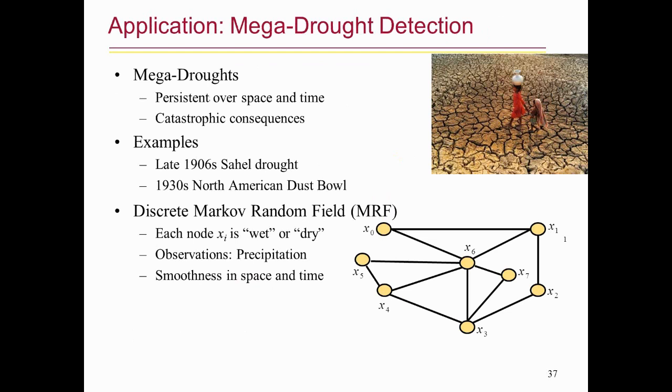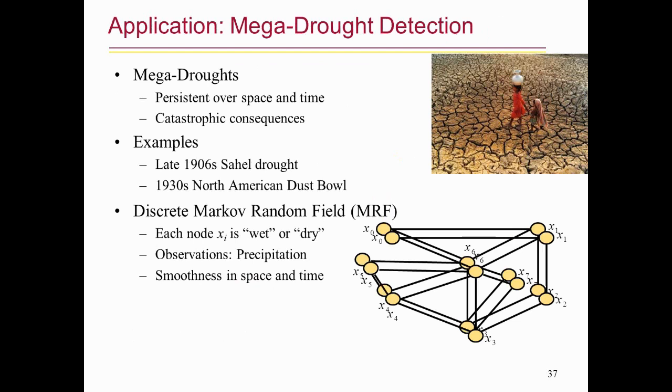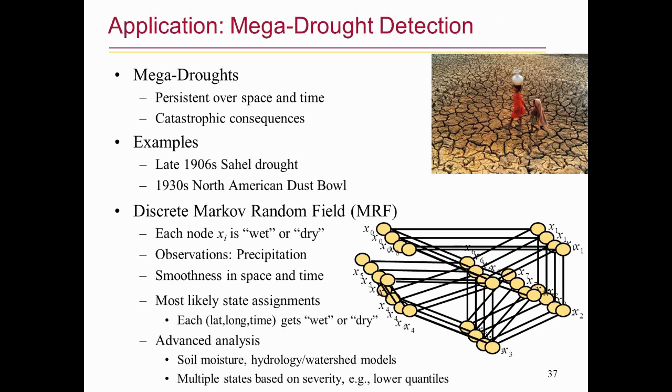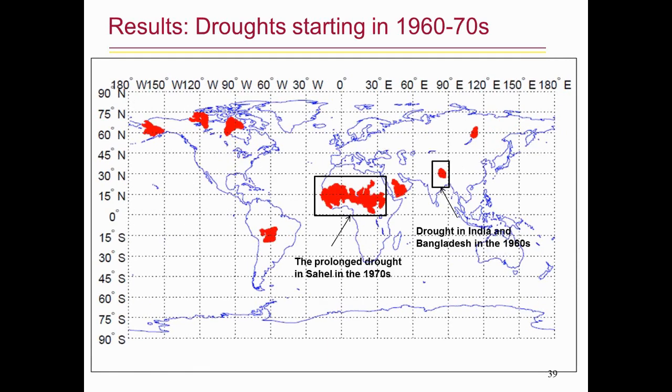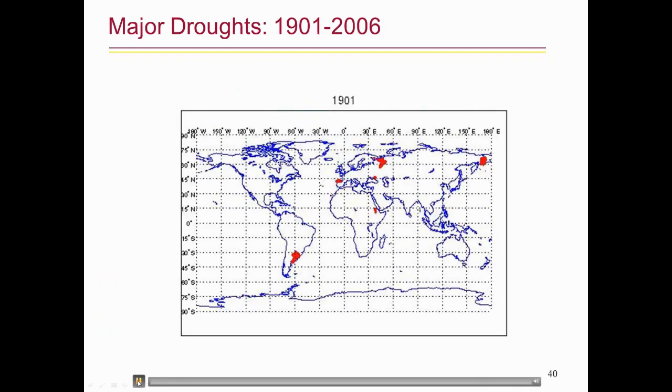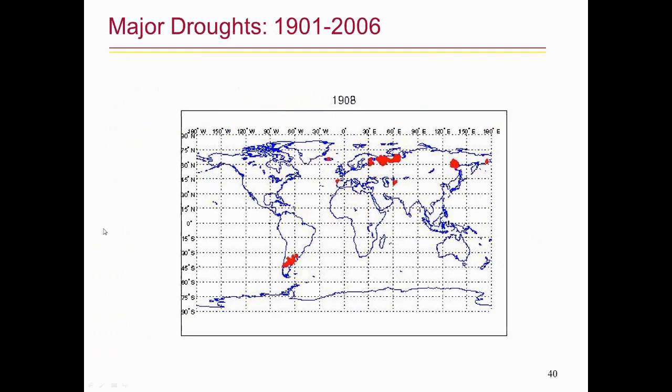This is the application we looked at. We actually used this for a drought detection application. I'm not going to get into the details, but if you do this kind of application, you end up finding all the droughts in the last 100 years. And I have a little video in my presentation which actually shows how this works.